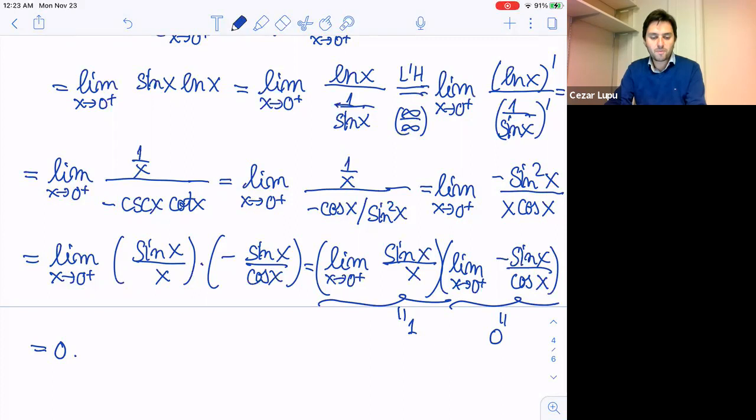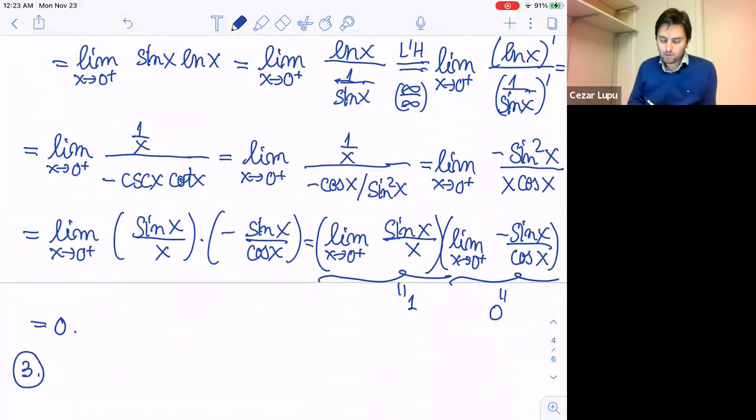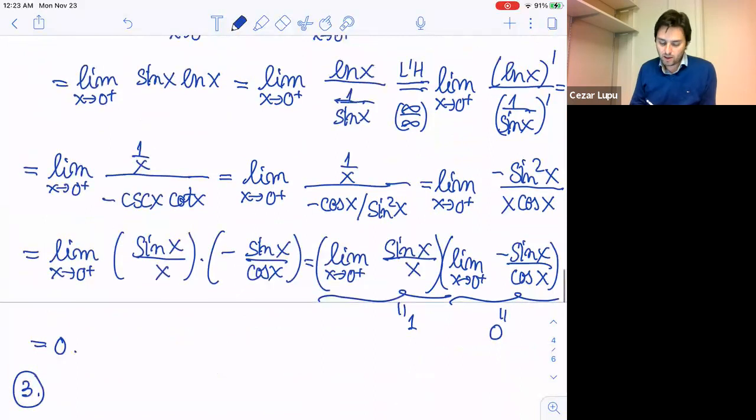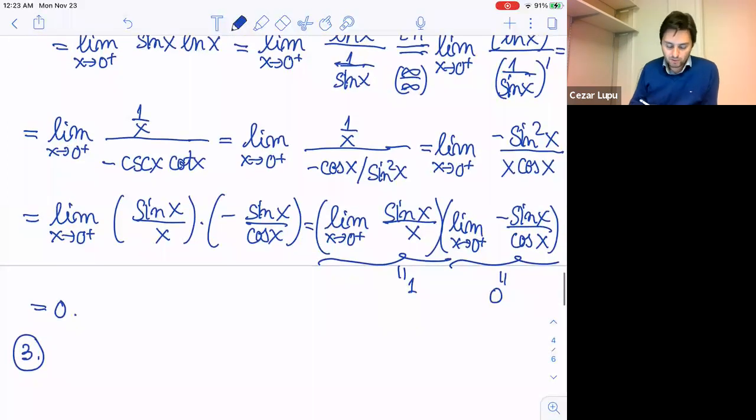Again, pretty straightforward. Now let's see another example, the third one, where we would like to use L'Hopital, and this time we will have an indeterminate form. So we had 0 to the 0. What else did we have? Okay, maybe infinity to the power 0. So maybe we should find this limit: the limit as x approaches infinity of x to the power 1 over x.